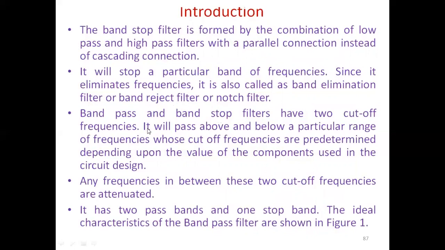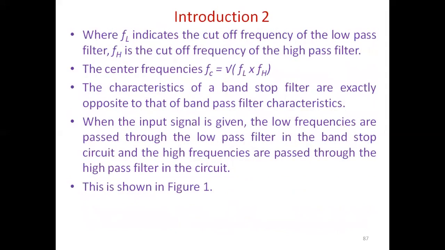And it will have two cutoff frequencies similar to the band pass filter. One is the lower cutoff frequency, another one is the higher cutoff frequency. So what is meant by band stop filter? It will stop a band of frequency between FL and FH. In other frequency ranges, it will totally pass the frequency. The center frequency of band stop filter is given by Fc equal to root of FL into FH. The characteristics of band stop filter are totally opposite to that of band pass filter.